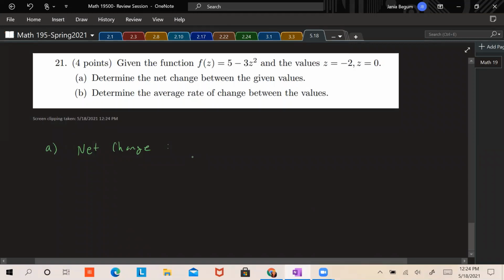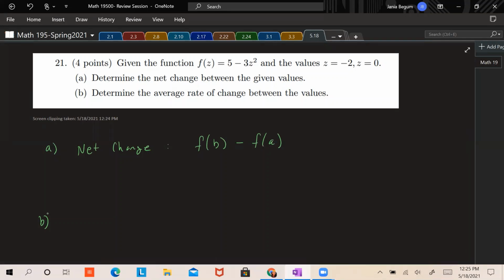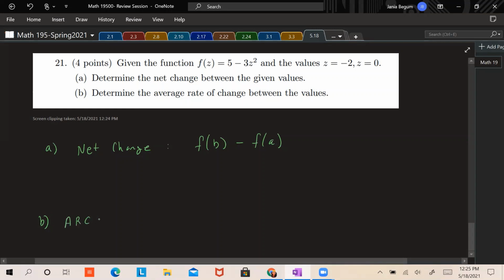Net change. So the net change is the change in the function values. So it would be f of b minus f of a. That's the net change. And then for the second part, you're looking for the average rate of change. The average rate of change is pretty much the slope. You can think of the slope formula we had for lines. You can just translate everything using function notation, but that'll be a quick way to remember average rate of change. So the average rate of change is f of b minus f of a over b minus a. Okay, right? Looks familiar?